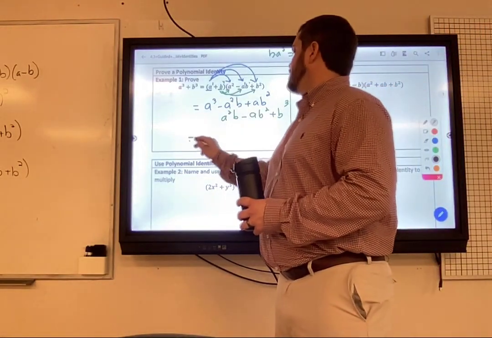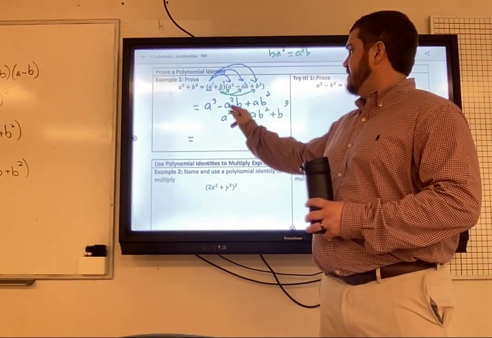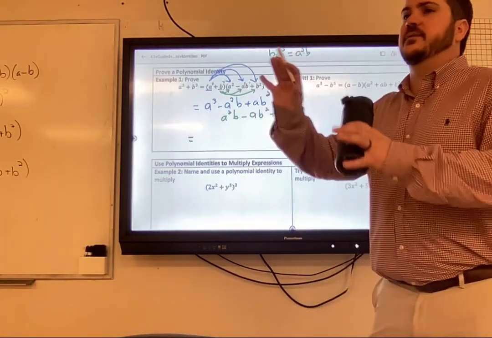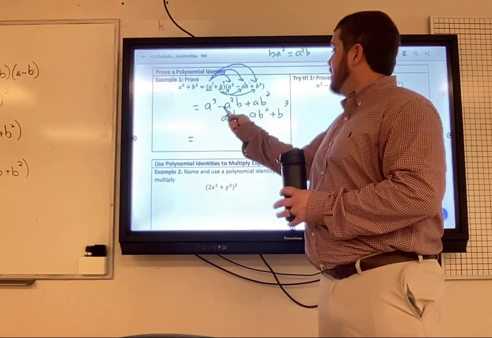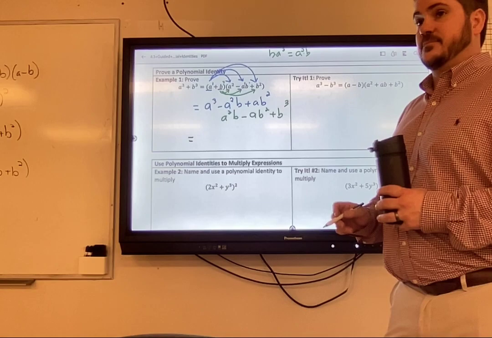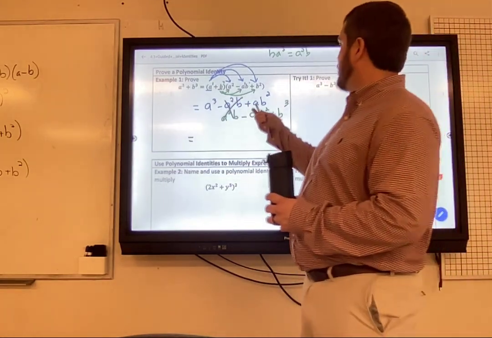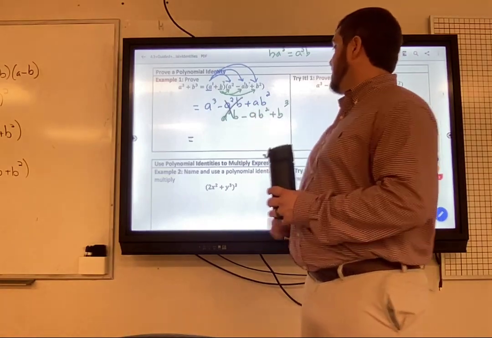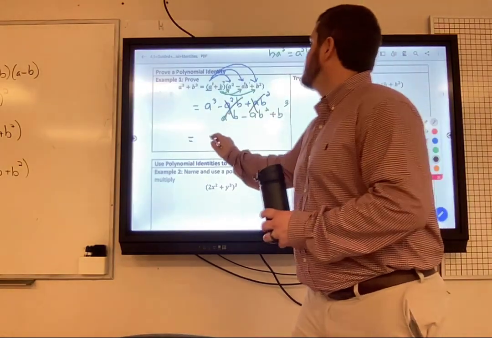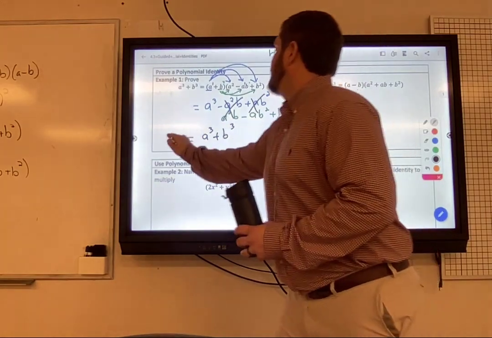So, long story short, when we start combining like terms, what do you think happens when I have negative A squared B plus A squared B? It cancels out. Yes, ma'am. Guys, they cancel out. What about AB squared plus negative AB squared? Cancels out. What are you left with? A cubed plus B cubed, which is what we were trying to show.